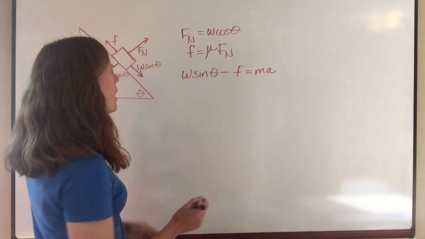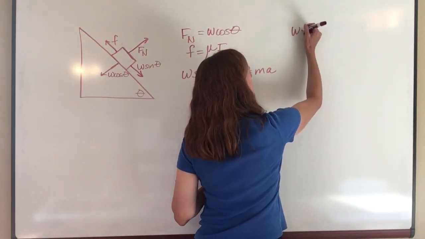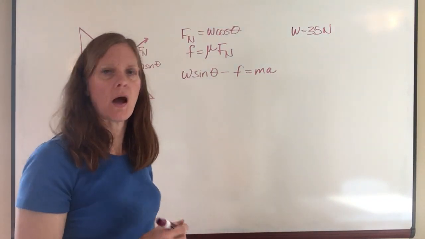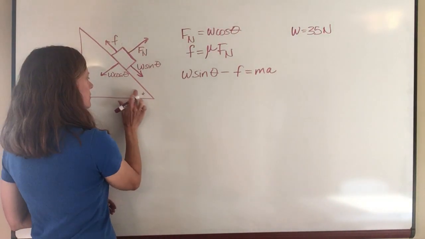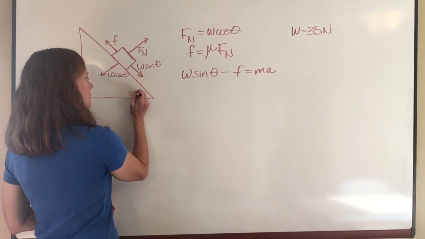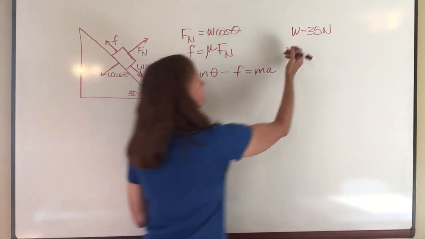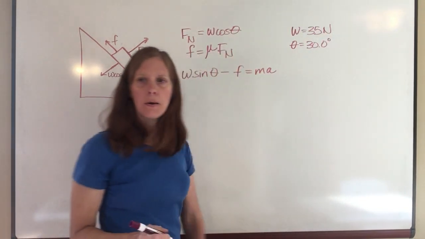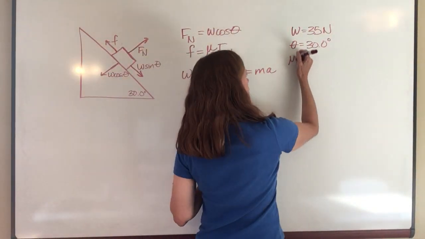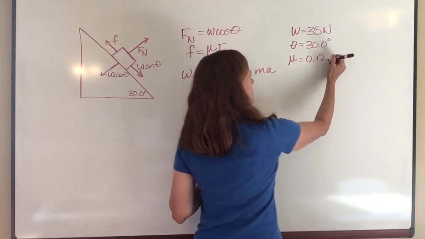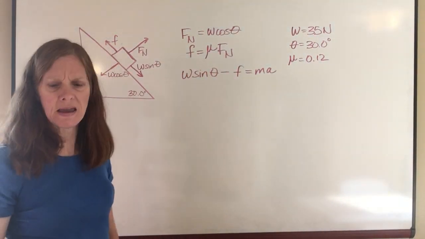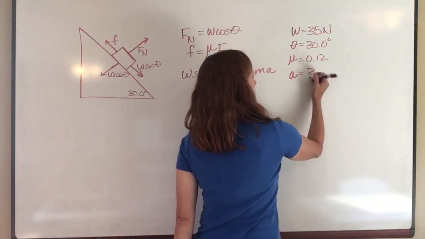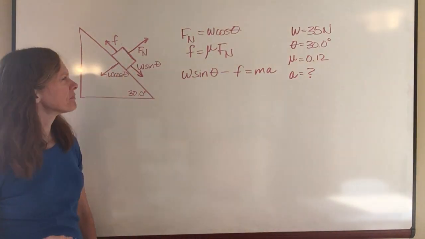So first of all, I know that the weight is 35 newtons, okay? I was told that theta is 30 degrees, so I can actually go over here and put this in. Theta equals 30 degrees. I was told that the coefficient of kinetic friction is 0.12, and I am asked what the block's acceleration is, okay?